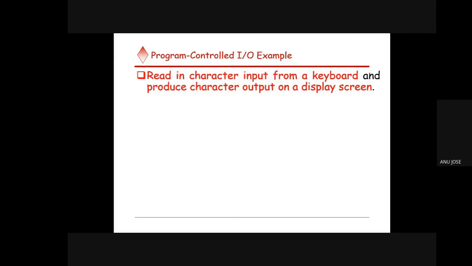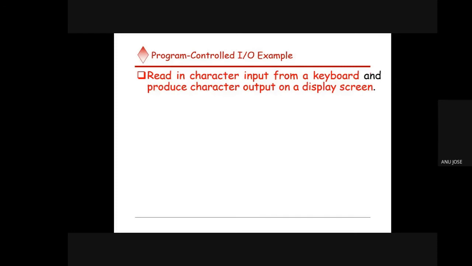What action? From the input device, the data will be transferred to the processor. In the same way, from the processor, the result will be transferred directly to the output device. And that will be monitored by a program in the CPU, or program in the processor, and that is called program controlled I/O.